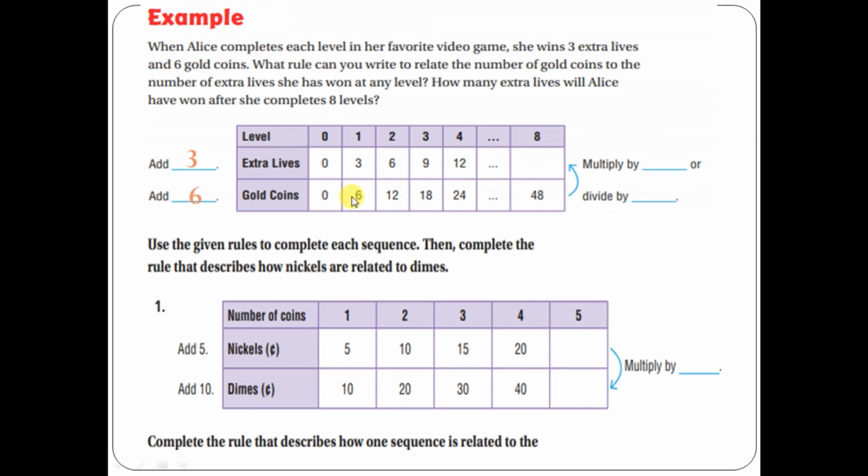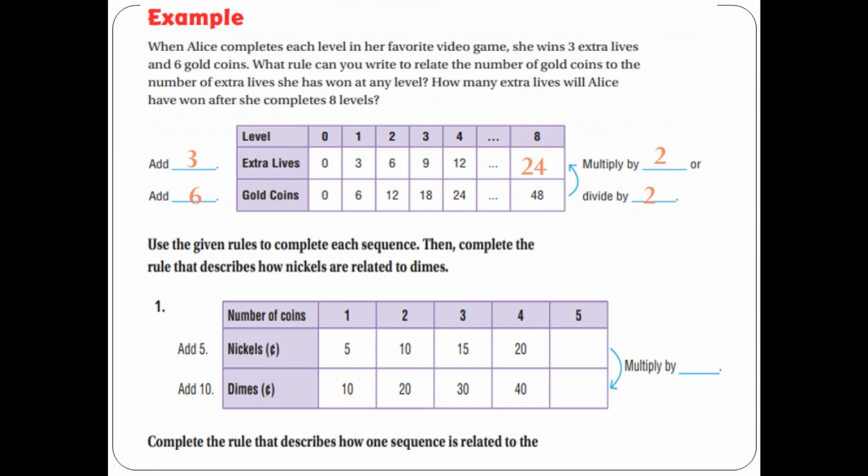And now we have two patterns. We need to find the relation between them. 3 times what will give me 6? It will be 3 times 2. So when we go from the small number to the big number, we multiply by 2. If I go the opposite way, from the big number to the small number, I will do the opposite of multiplication. I will divide by 2. Now divide 48 by 2. 8 divided by 2 is 4. 4 divided by 2 is 2. So the answer will be 24.